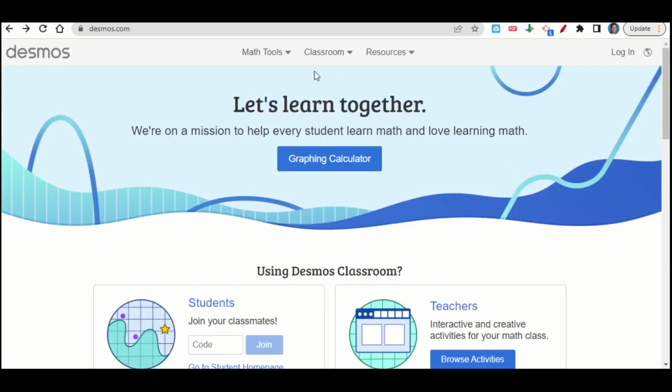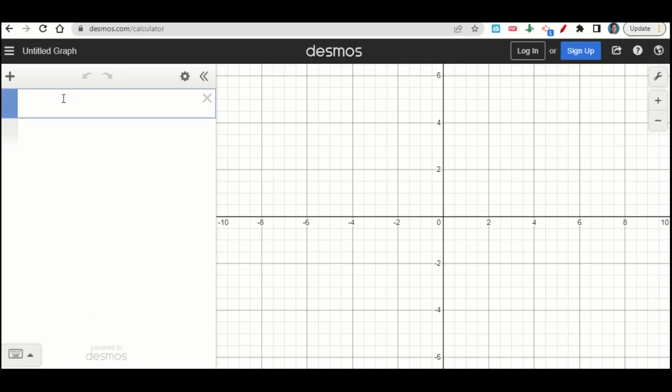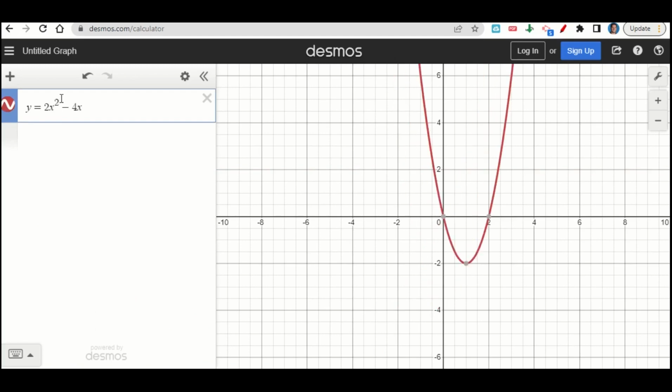So we go to Desmos.com, and we're going to click on Graphing Calculator. Now, whether it's in standard form or vertex form, we can type it in either way to check our work. So we can type in y equals 2x squared minus 4x plus 3. And we can see the exact location of the vertex. And if we click on it, it'll tell us exactly where it is. So it's at x equals 1, y equals 1.